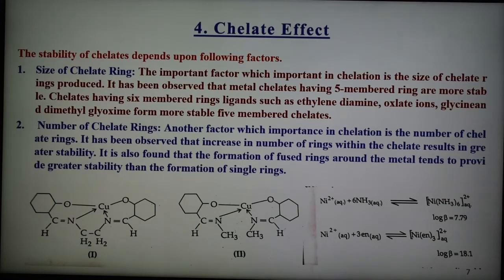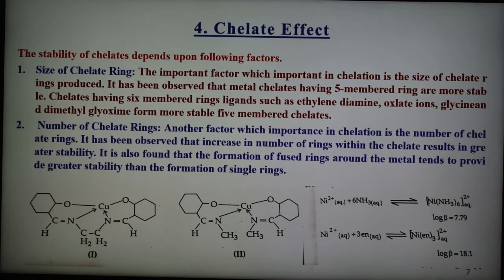Second point here: number of chelate rings. In general, increasing the number of chelate rings increases the stability of the complex. So the greater the number of chelate rings, the greater the stability. Another factor in chelation is the number of chelate rings. It has been observed that an increase in the number of rings within the chelate results in greater stability. It is also found that formation of rings around the metal tends to provide greater stability than the formation of a single ring.